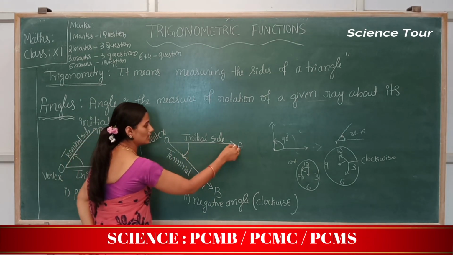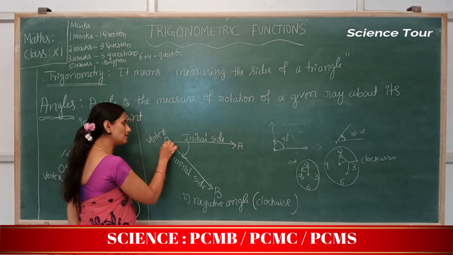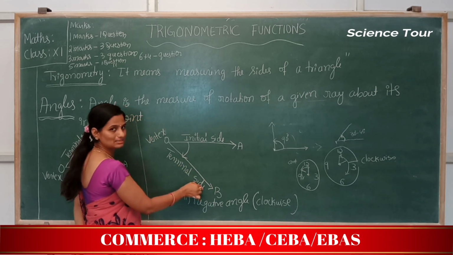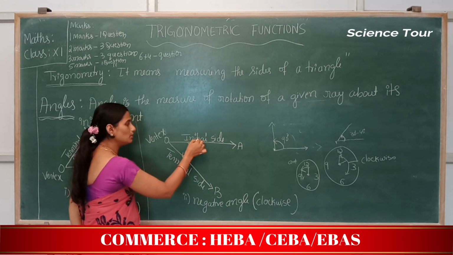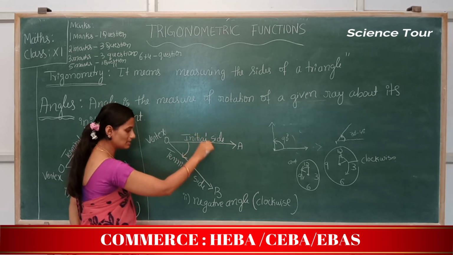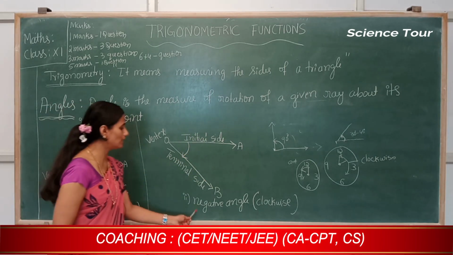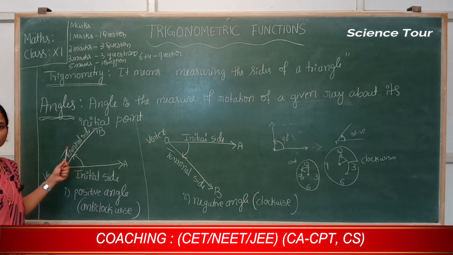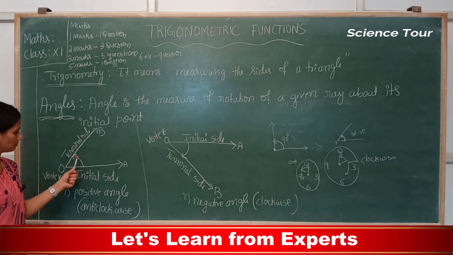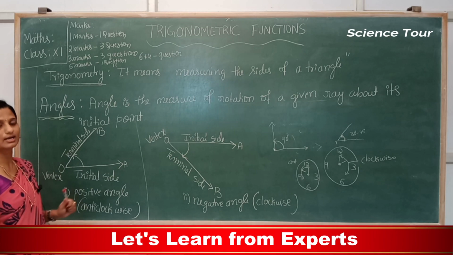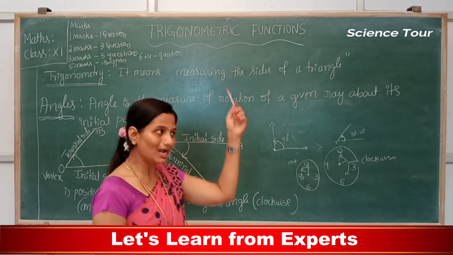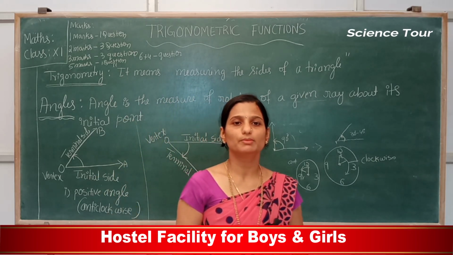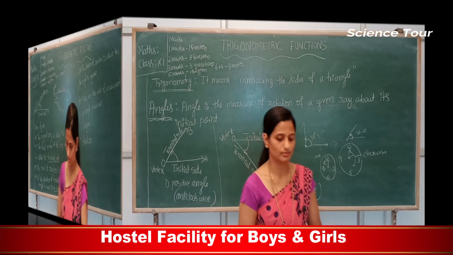So here this is your initial side, initial ray, and this fixed point is the vertex, and the next side is the terminal side. So the angle between the initial and terminal side is in clockwise direction, so that is called a negative angle. Now you come to know the difference between positive angle and negative angle. Positive angle means anti-clockwise direction. Negative angle means clockwise direction.